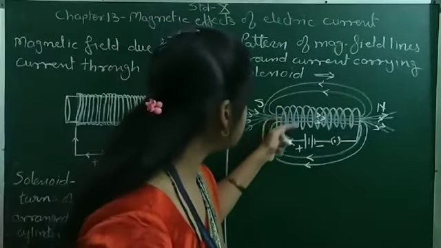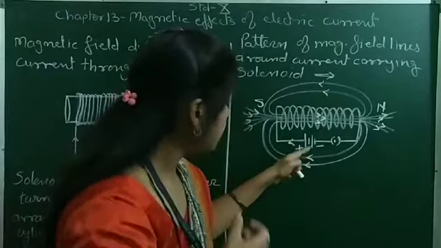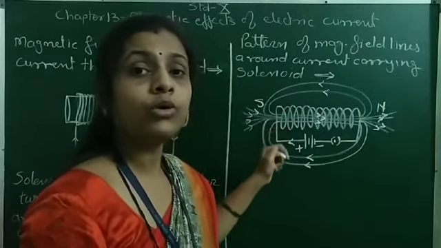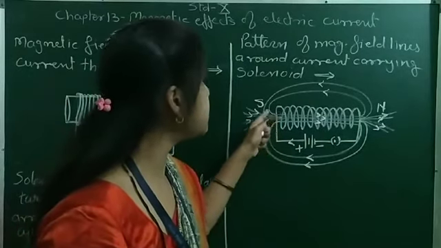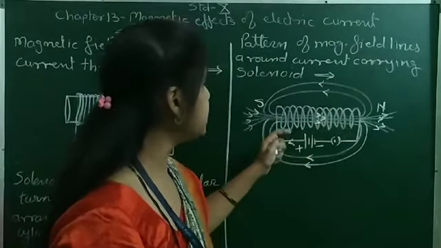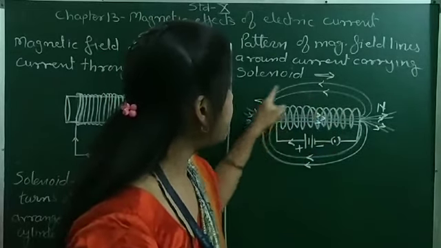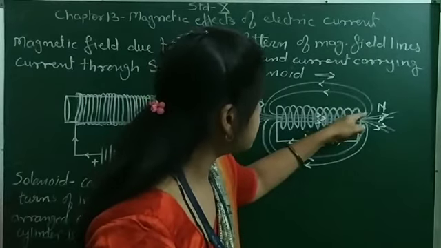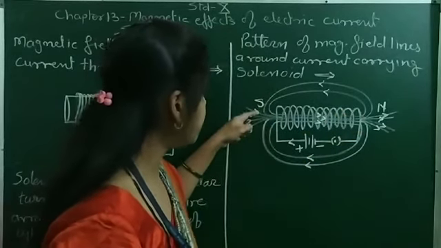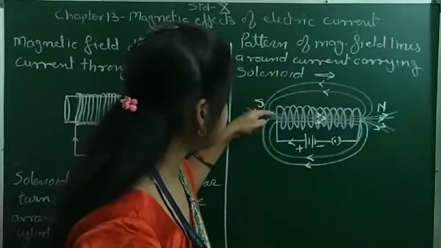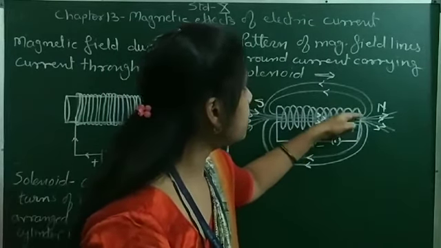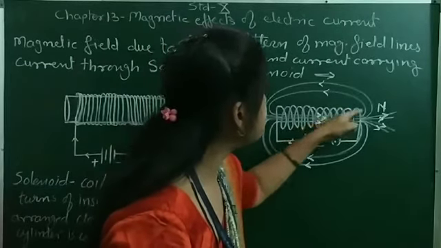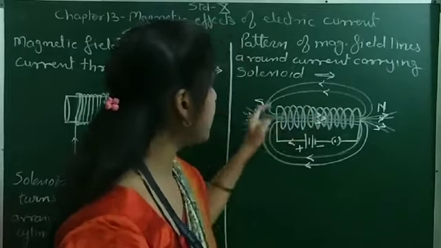Here this is the solenoid, and whenever current flows through the solenoid, it produces a magnetic field. And how do we know the magnetic field is produced? It is represented by the magnetic field lines, and these are the pattern of magnetic field lines. Here the magnetic field lines emerge from north and merge at south. So it originates from north and ends at south. This is the pattern of the magnetic field lines.